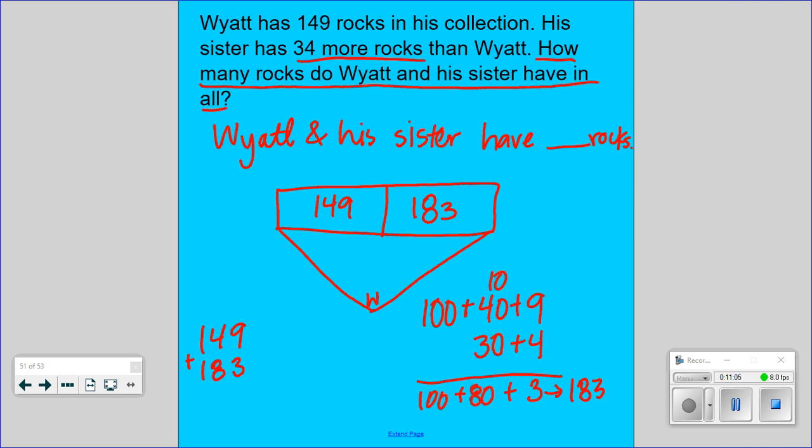So I have 100 plus 40 plus 9, 100 plus 80 plus 3. Got my expanded form set up. I'll give you a few seconds to get yours set up. Remember to take very careful care to make sure your ones are lined up, your tens are lined up, and your hundreds are lined up. These spots are very special, and we need to make sure the number's in the right spot.